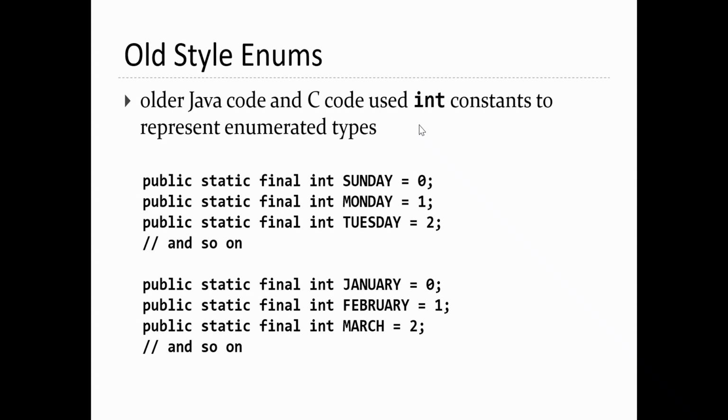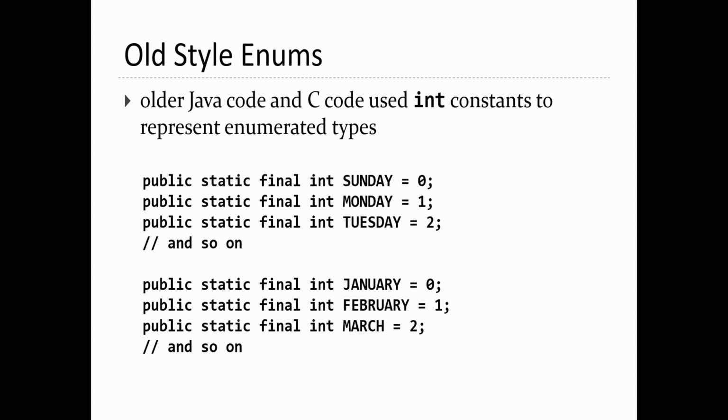Okay. So what used to be common when you had a bunch of constants is that you would use an integer value to represent those constants. For the days of the week, it would not be uncommon to see something like public static final int, so make a constant whose type is int and call it Sunday, and we'll say its value is 0. Then we'll do the same thing for Monday and say its value is 1, and so on and so forth.